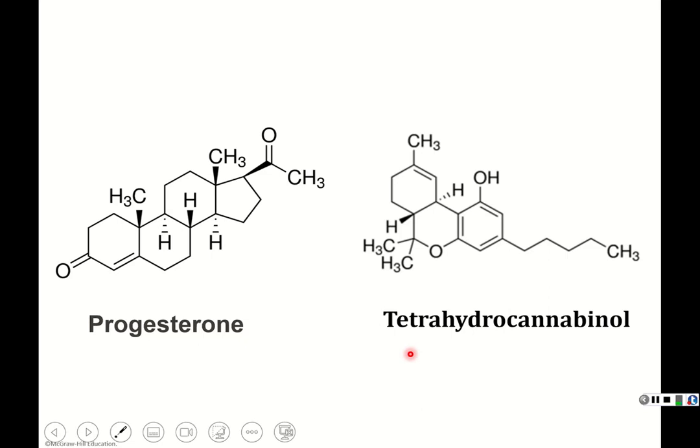Here's an example of structural isomers: progesterone and THC are structural isomers. They have the same number and types of atoms, but their arrangement of the bonding is different.